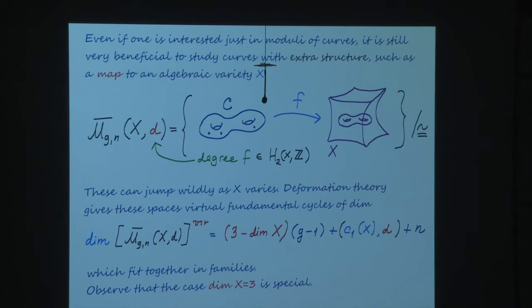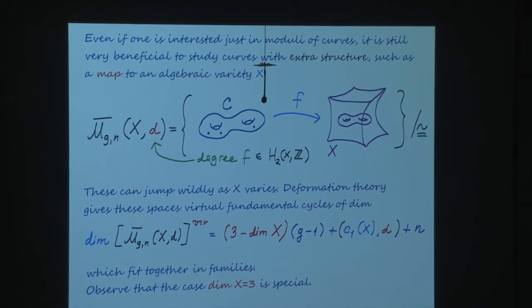If you just look at it, the Deligne-Mumford space is a wonderful algebraic variety. This is not the case for the moduli spaces of maps. They are natural moduli spaces, but by themselves they're not particularly nice algebraic varieties, and in particular, they jump wildly as we deform X.